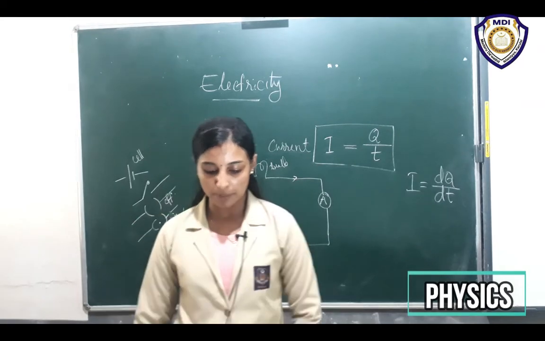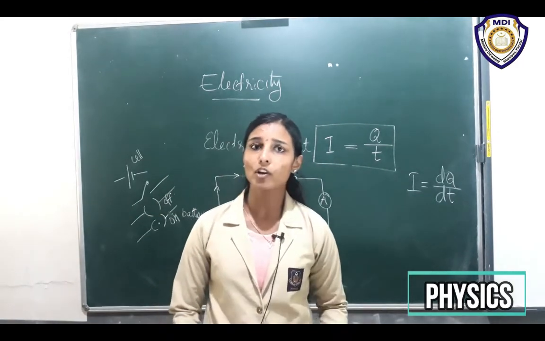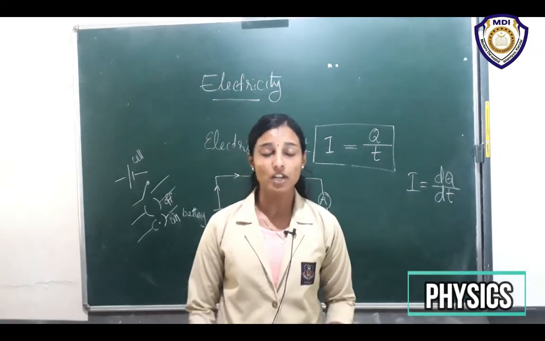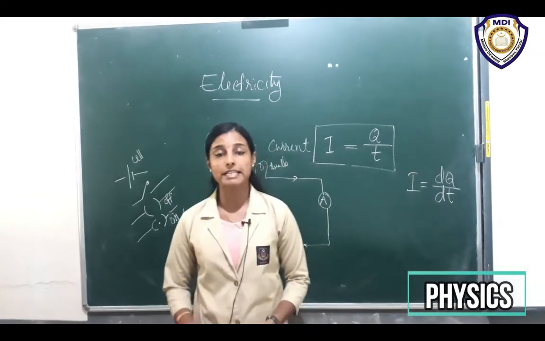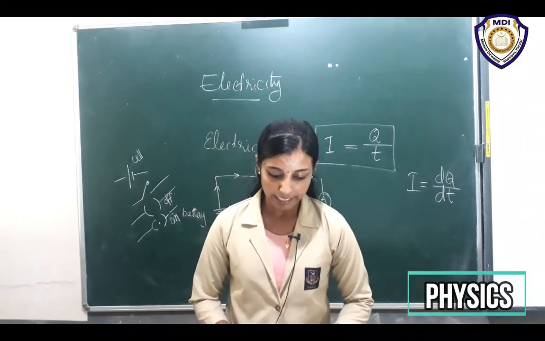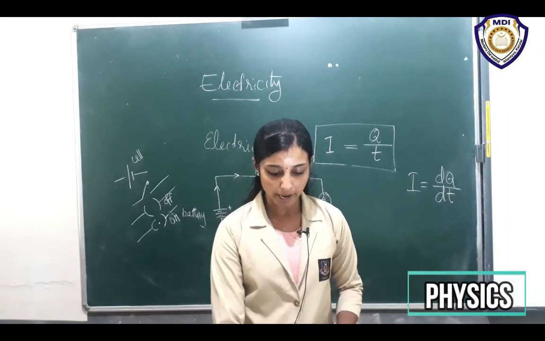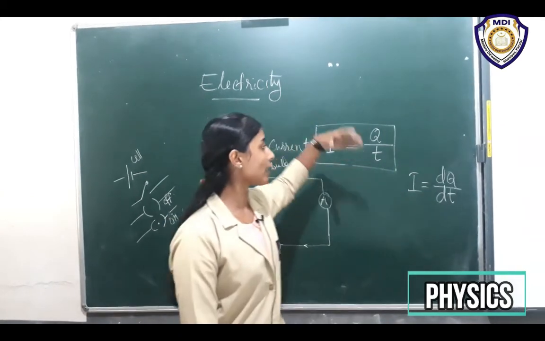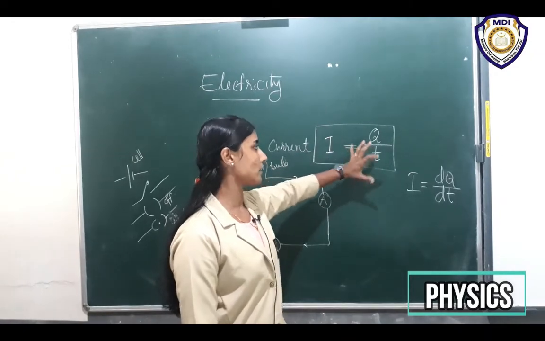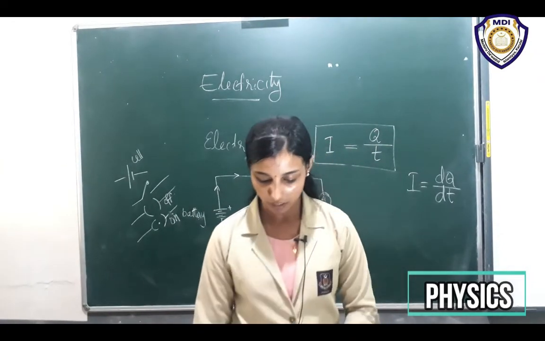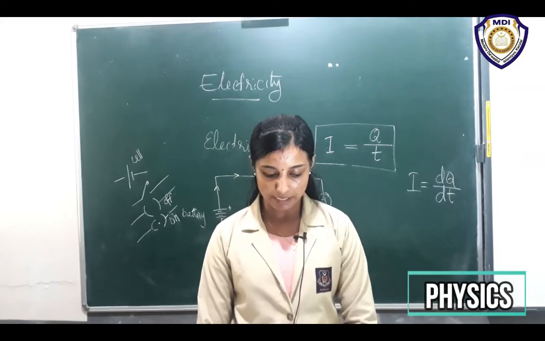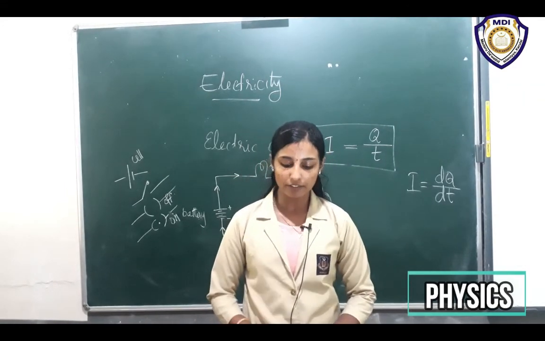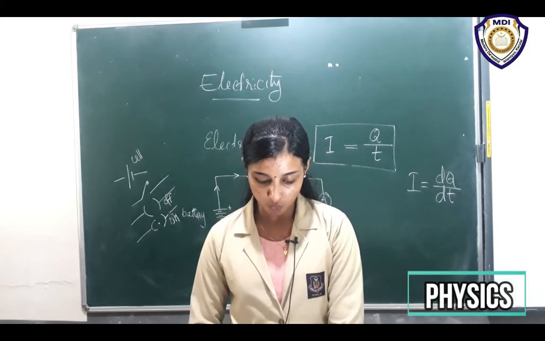So how do we express electric current? Now we know what is electric current. It is a flow of charge. And how do we measure or express this electric current? Electric current is expressed by the amount of charge flowing through a particular area in unit time, that we have already expressed, that is I is equal to Q by T. In other words, it is the rate of flow of charges.